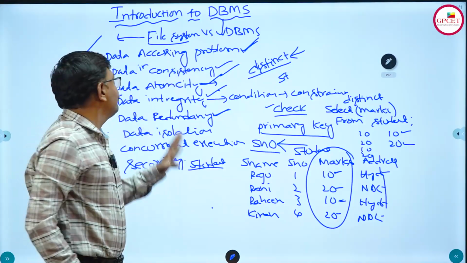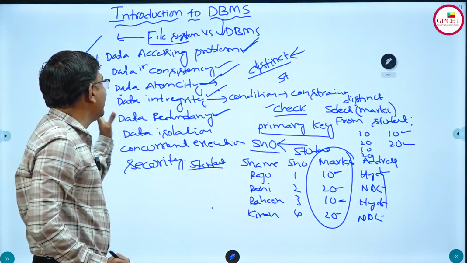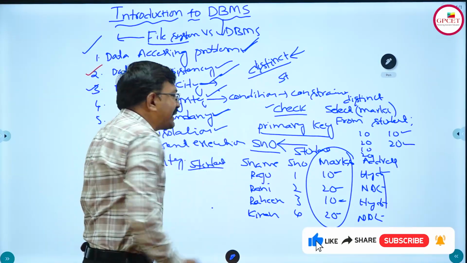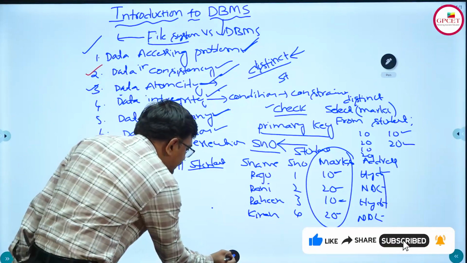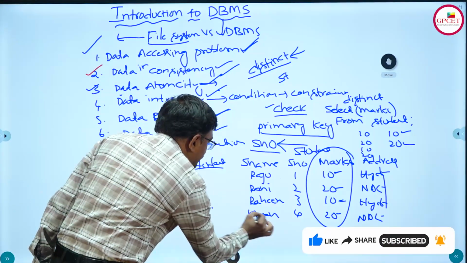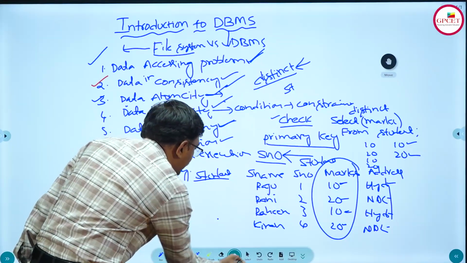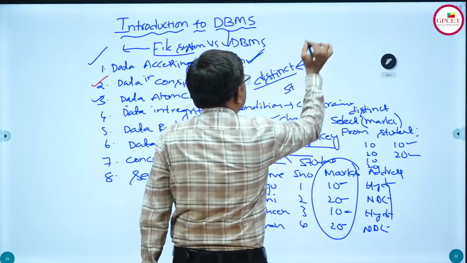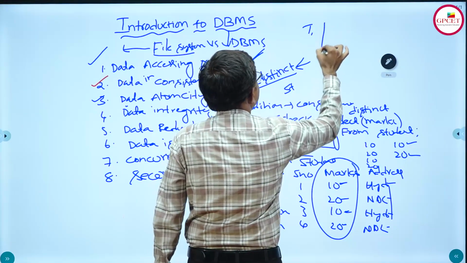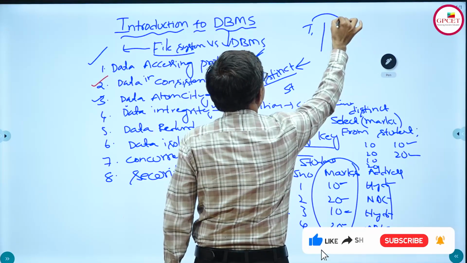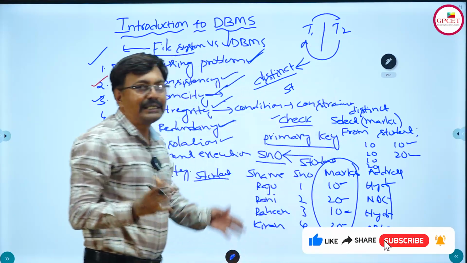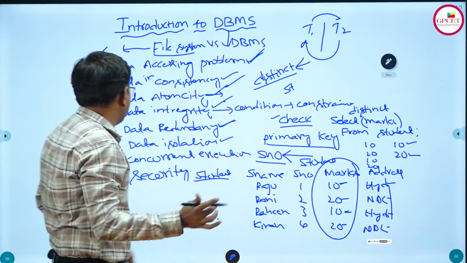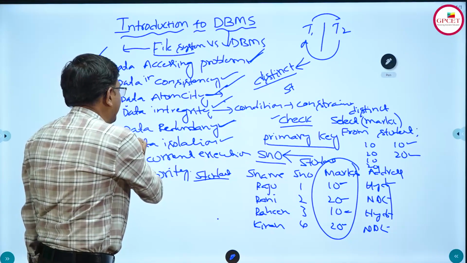Data accessing problem, data inconsistency, data atomicity, data integrity, data redundancy. And the next one is isolation. What is meant by isolation? Isolation is nothing but multiple transactions can execute simultaneously. That is, transaction T1 followed by T2, and then T2 followed by T1. Multiple transactions can execute simultaneously. That is data isolation.